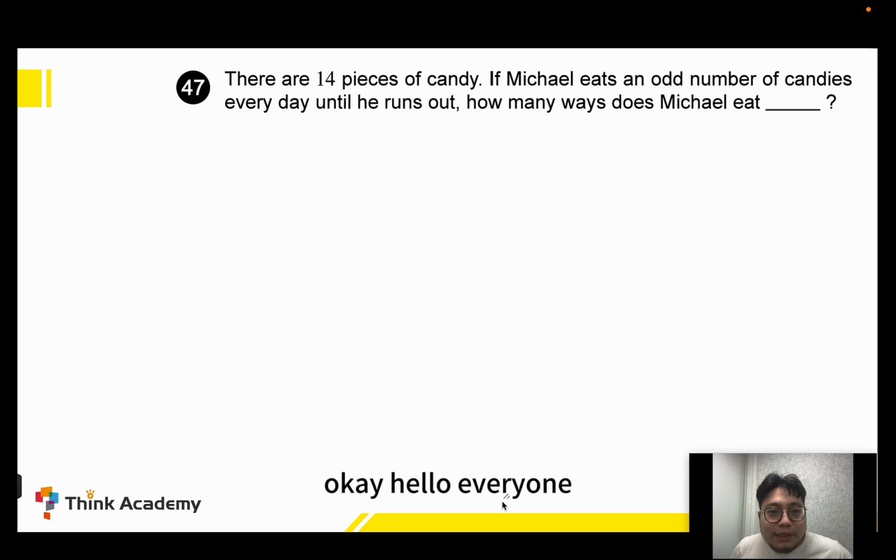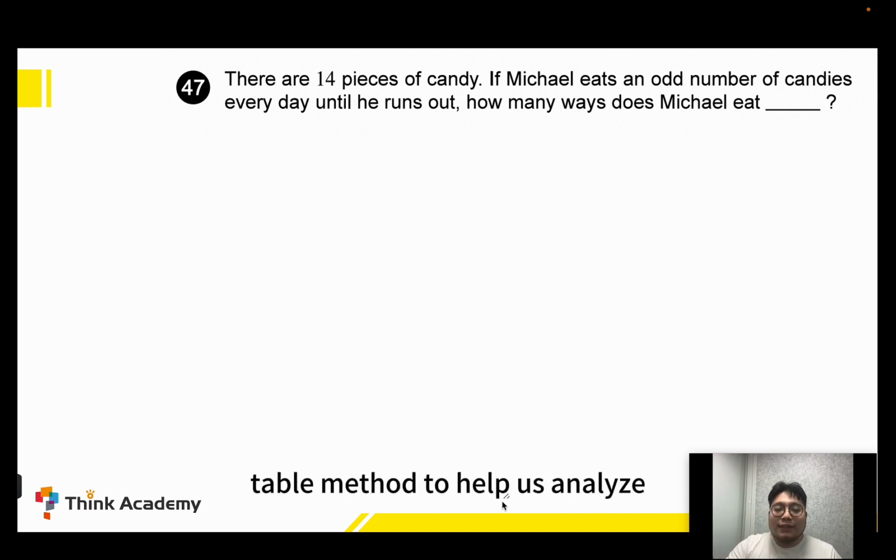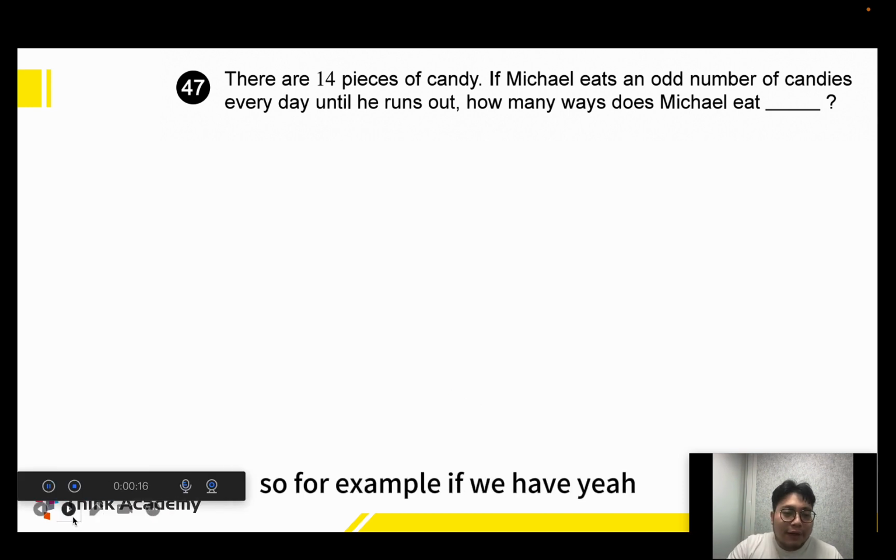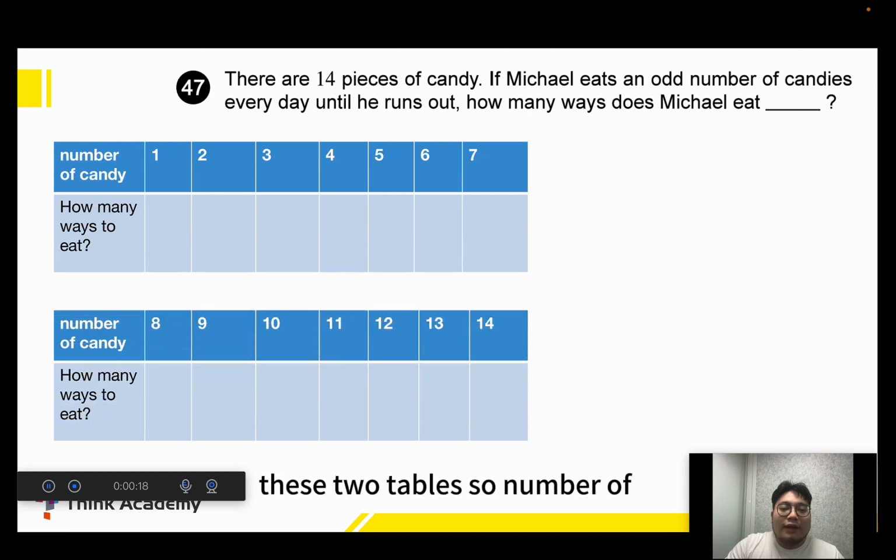Okay, hello everyone. So today let's look at our question 47. So 47 is very similar to our question 46. It's very similar, so we can also use the table method to help us analyze. So for example, if we have these two tables.